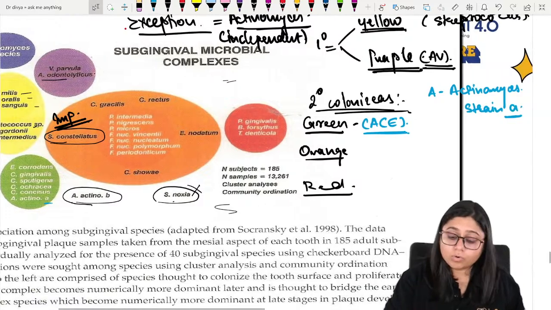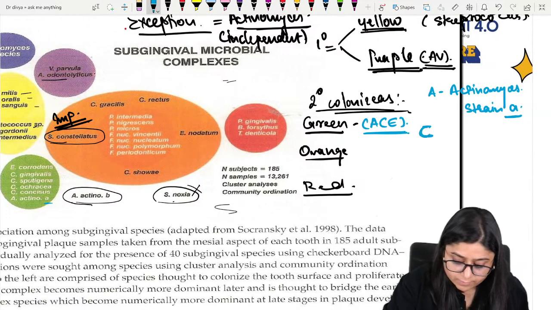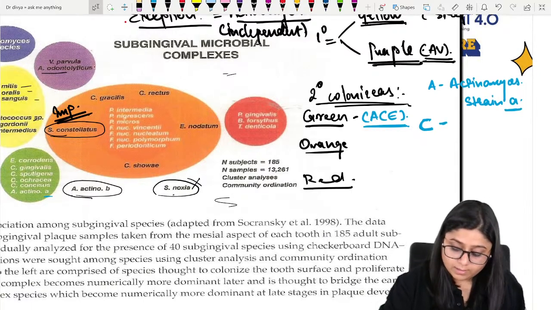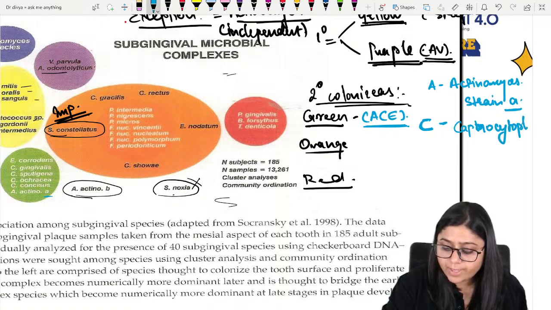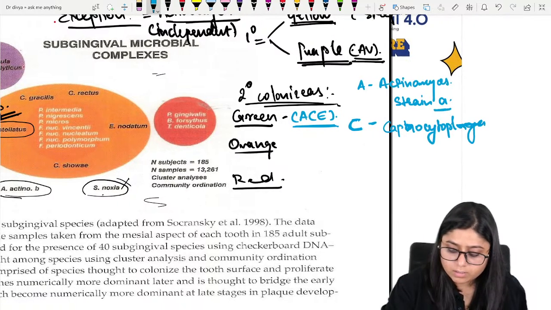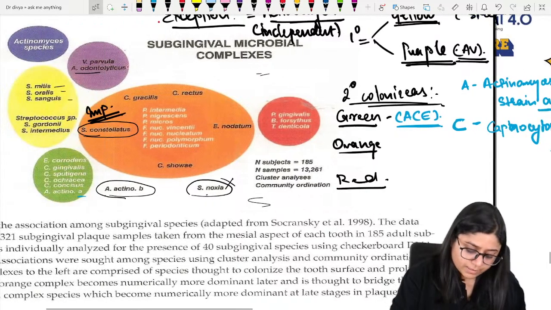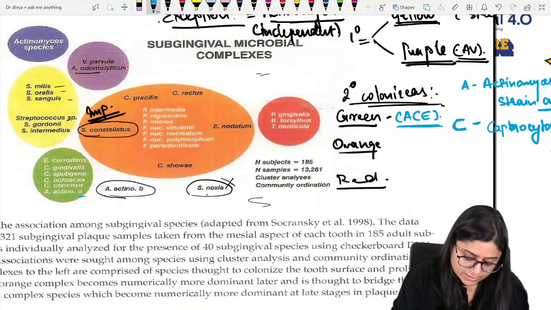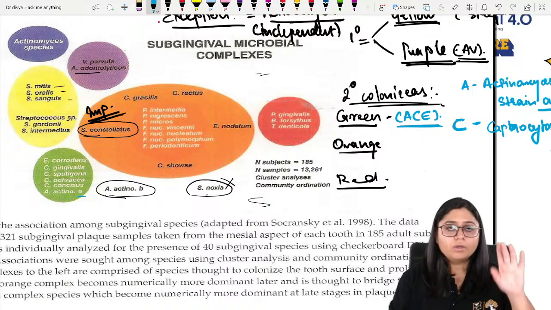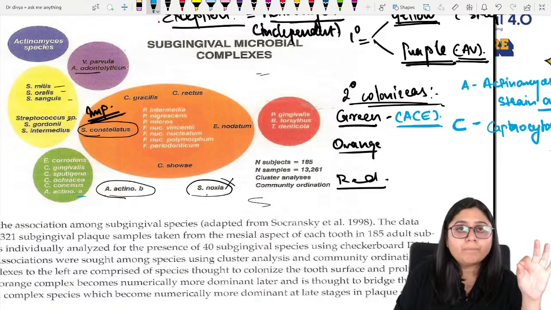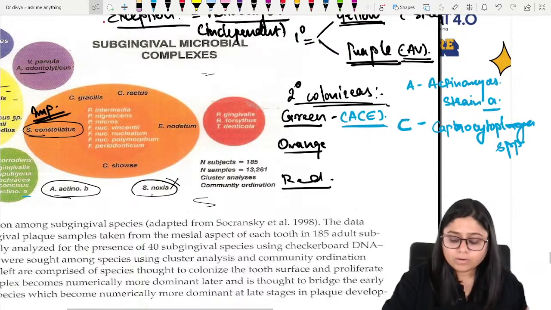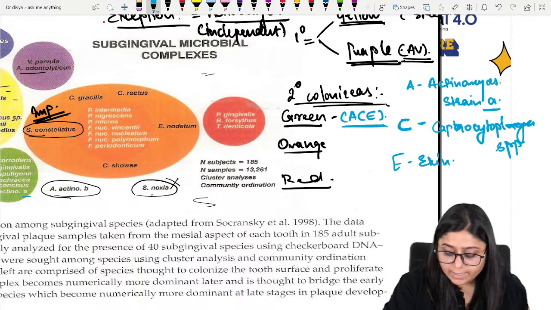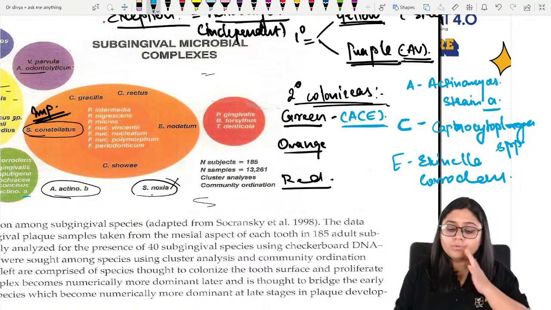Next is Eikenella corrodens. Sorry, C. From C it is Capnocytophaga species. Now guys, you need not remember the names of Capnocytophaga gingivalis, ochracea, and so on. Only one thing you need to remember is C for Capnocytophaga, A is Actinomyces, and E is Eikenella corrodens. Okay, this much only you need to remember.